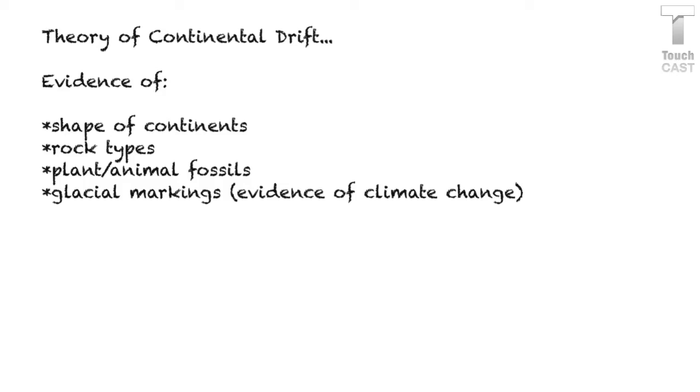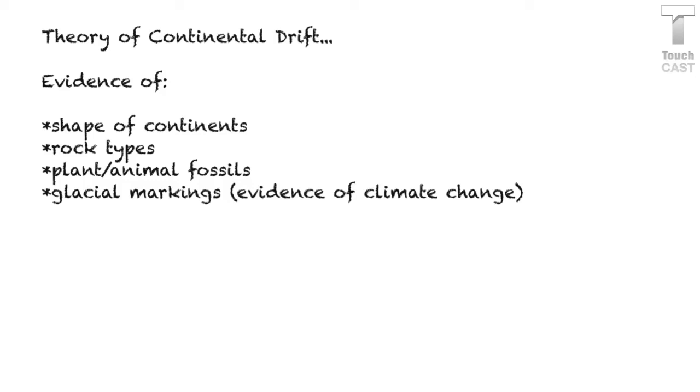Wagner also used the rock types and how we were able to find particular rock samples in North America that matched exactly with the samples that are in Europe. And there's no way that could happen unless those land masses were close together.